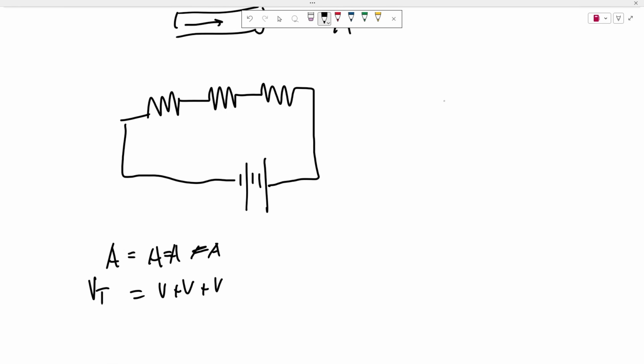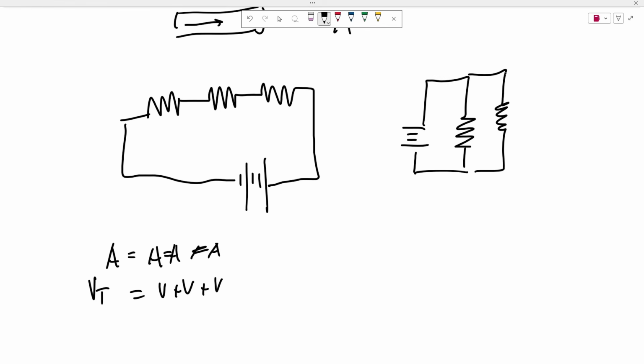Okay, for a parallel circuit, they're called parallel circuits because the resistors are arranged on parallel lines, or lines that are parallel to one another. So here's one, here's another parallel line, here's another parallel line. Okay, so you can see these lines are parallel versus these resistors are on the same line.